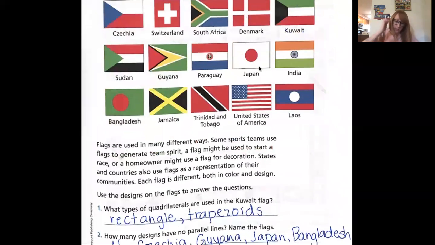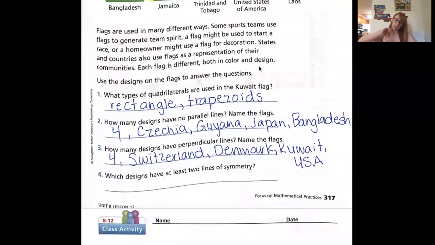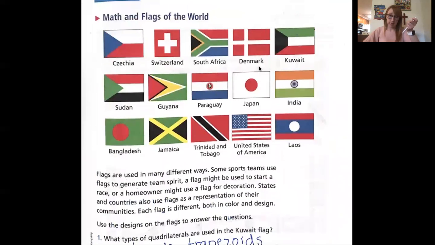Okay. Now, number 4 says, which designs have at least 2 lines of symmetry? So the first thing I want you to look at when you're looking for lines of symmetry is what's going to match exactly with colors and with the design on the inside. So looking at our flags here, there are 4, I believe, that we found that have perfect symmetry with the lines and the colors.